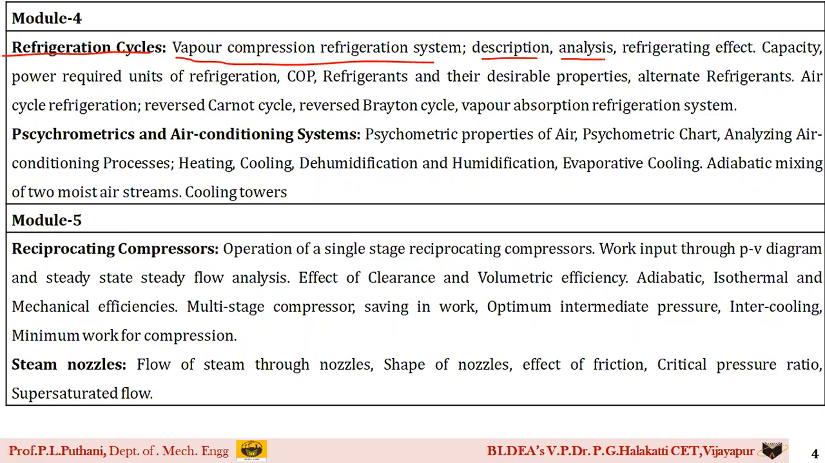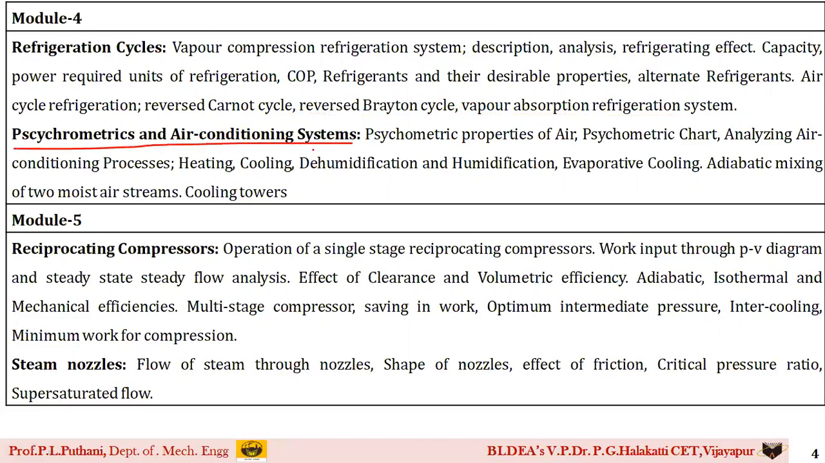description, its analysis, refrigerating effect, and capacity. Then we have units of refrigeration, that is in terms of COP, refrigerants, different types of refrigerants, their properties, and alternate refrigerants. Then we have air cycle refrigeration. We will study the working of a reverse Carnot cycle, reverse Brayton cycle, as well as the vapor absorption refrigeration system.